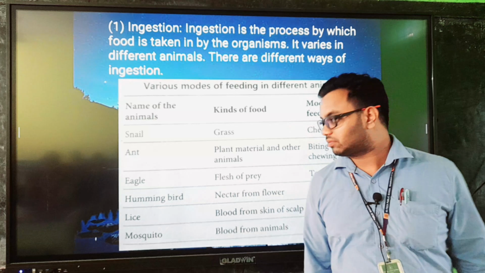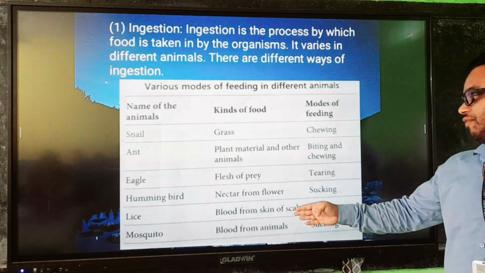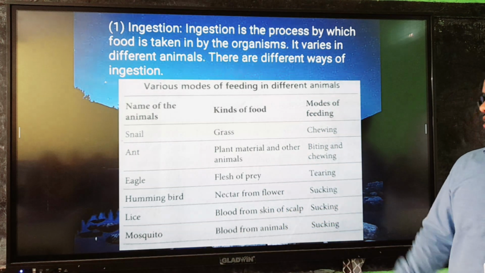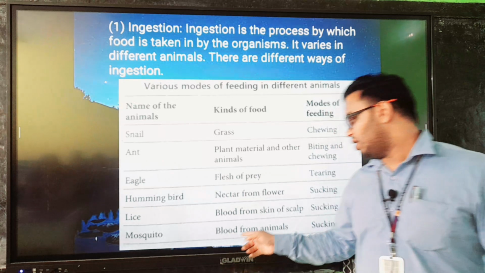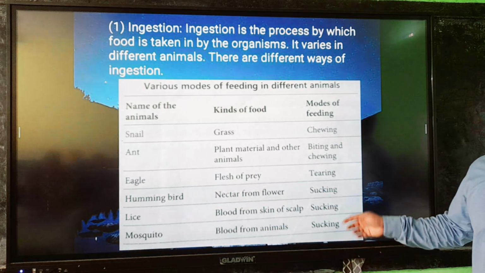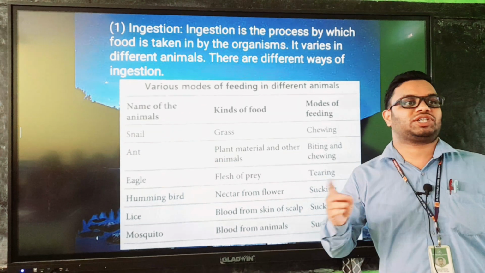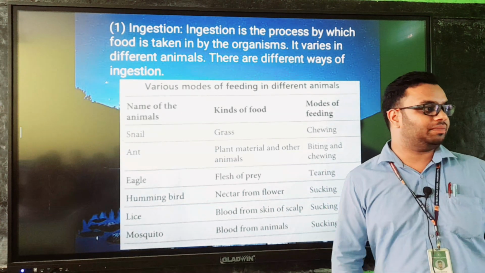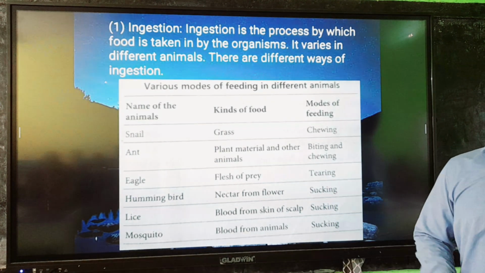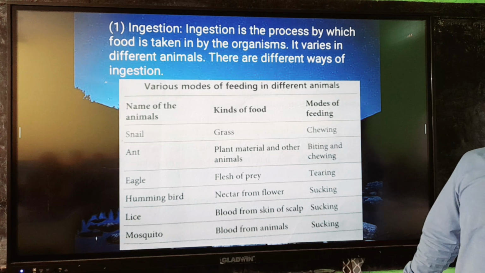Then lice, they suck blood from the skin. Mosquito, sucking blood from animals. You have noticed or not? Which mosquito bites? Male mosquito or female mosquito? Yes, only the female mosquito bites.